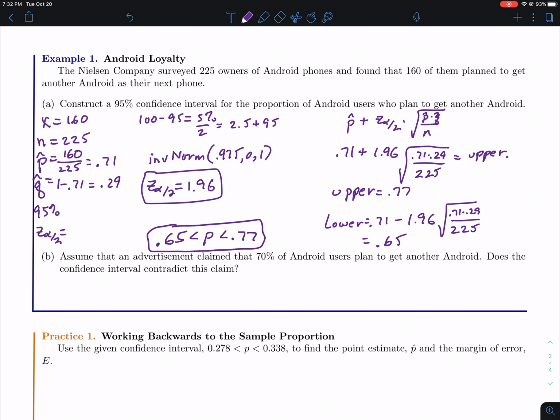And so in this case, if we look at part B, it says assume that an advertisement claimed that 70% of Android users plan to get another Android. Does the confidence interval contradict this claim? And so the good thing is it looks like no, because 70% clearly lives in between 0.65 and 0.77. So that seems like a good claim to me. So in this case, no, it doesn't contradict the claim.